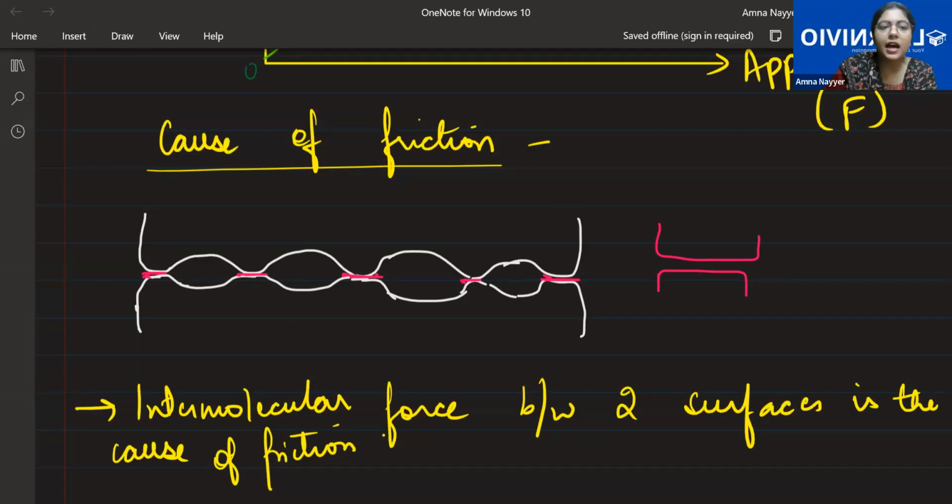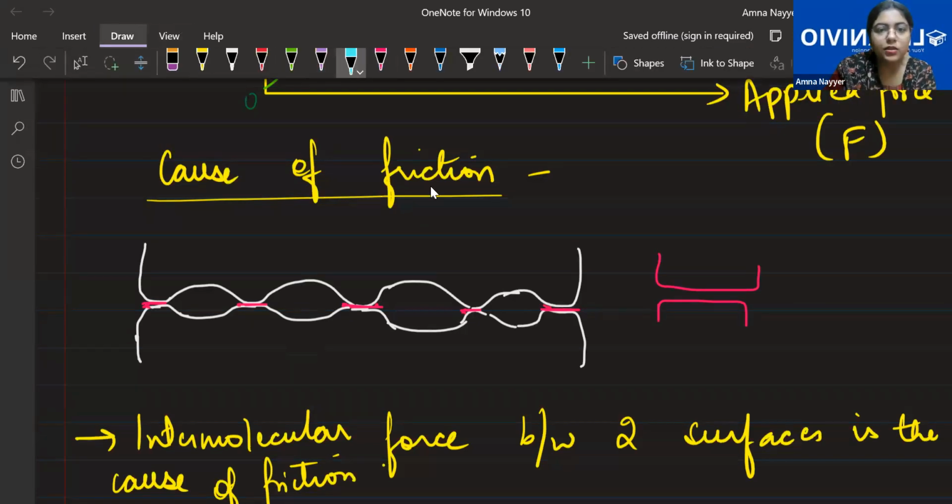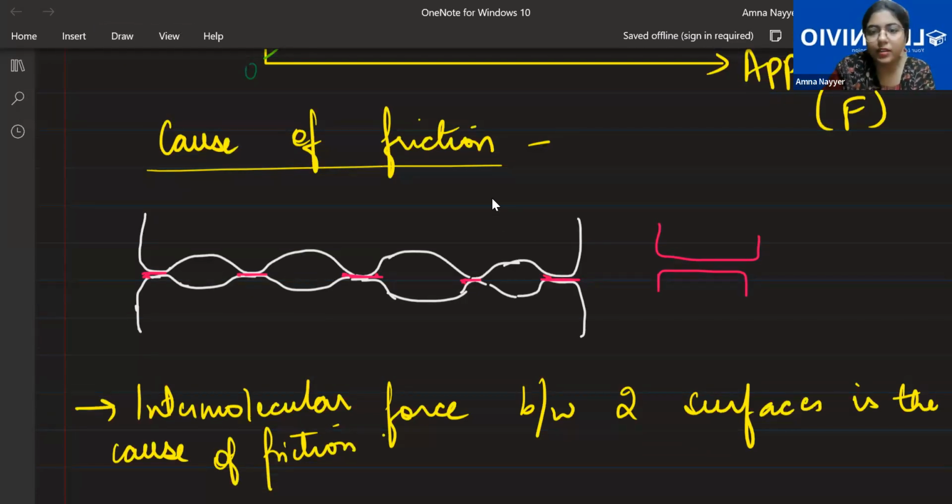When the bodies are in movement, let's say this body is moving with some velocity v on this side. It is leaving the other body behind it. The upper one is gliding over the lower one, like two objects gliding over one another. If this is the case, then what happens? This rubbing causes the force of friction.